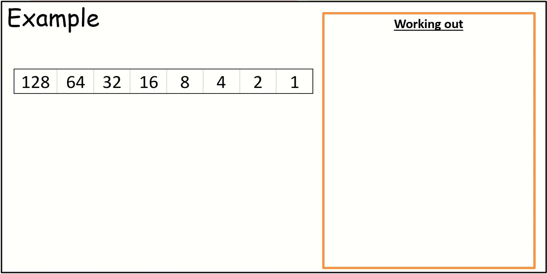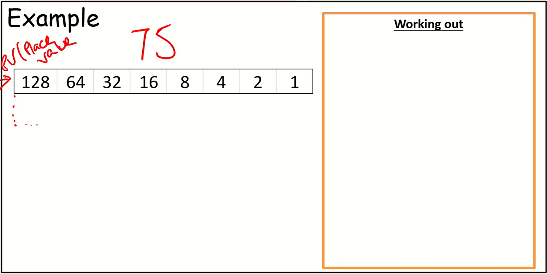So in this video we're going to learn to convert from denary or decimal numbers back into binary. I'm going to pick an example here of 75 and want to convert that into a binary number below. Now what I need to remember is that this row here is called the place value.